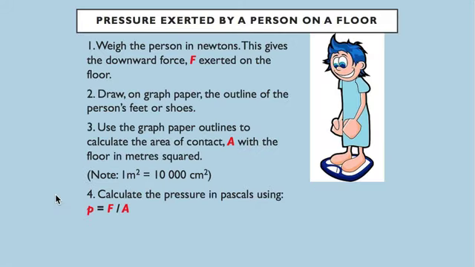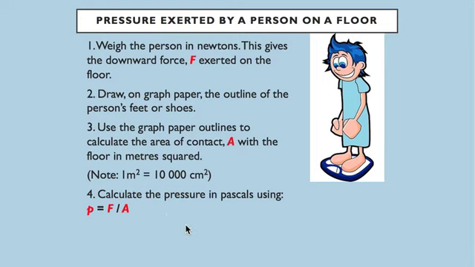Right, so this is the type of experiment that you might do at school. You might try and find out the pressure that you're exerting on the floor. The way to do that would be to weigh yourself, draw around your feet, and measure the area of your feet. If you do it on graph paper, you can count the squares. You'd have to convert your area into meters squared if you want to do it in pascals, otherwise you can leave it as centimeters squared or whatever. And then you can calculate the pressure using the equation pressure equals force divided by area. So that's something you could do.